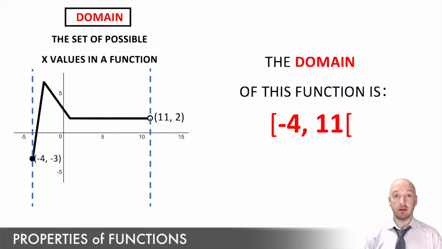So if we look again at the graph, the domain is all the possible x values in this function, and it's from -4 to 11. But the full circle at -4 means we include that number, and the empty circle at 11 means we don't include 11 in the domain.